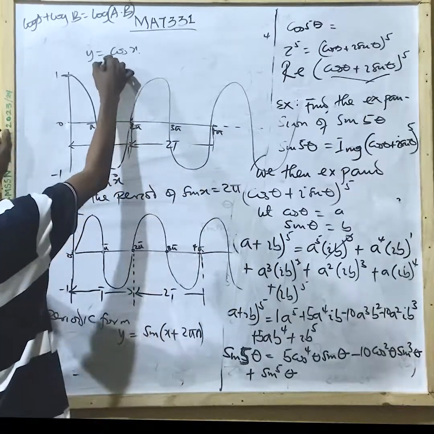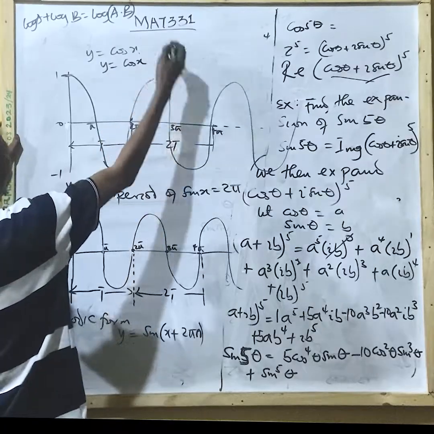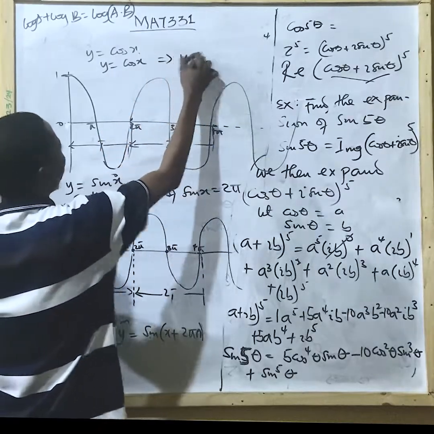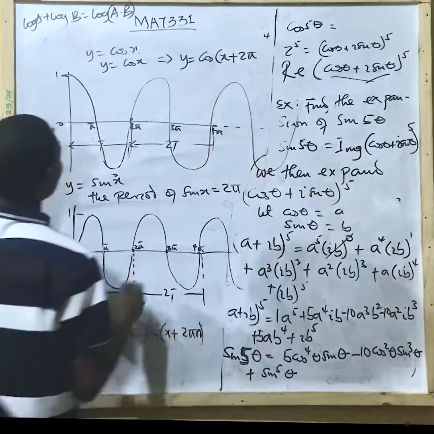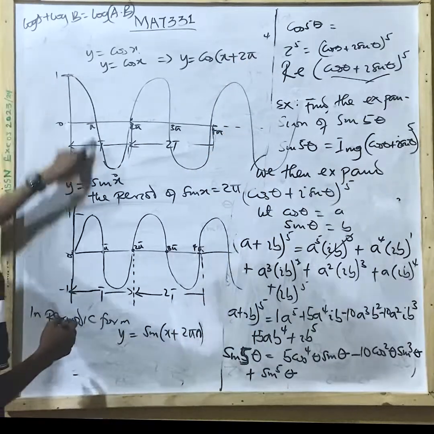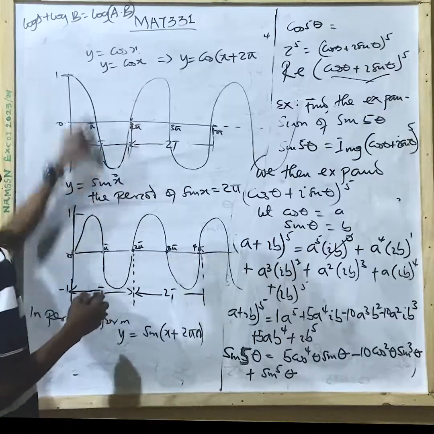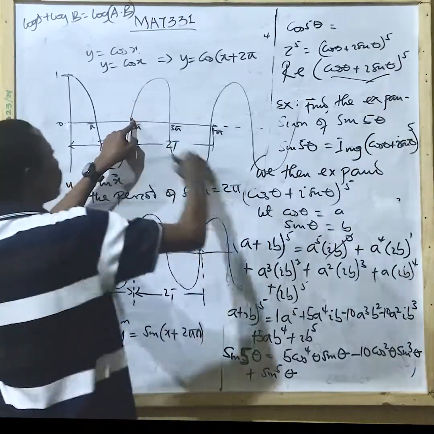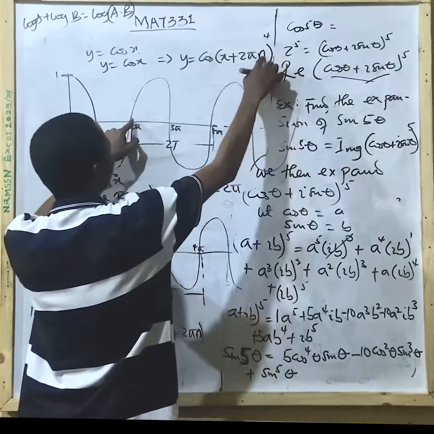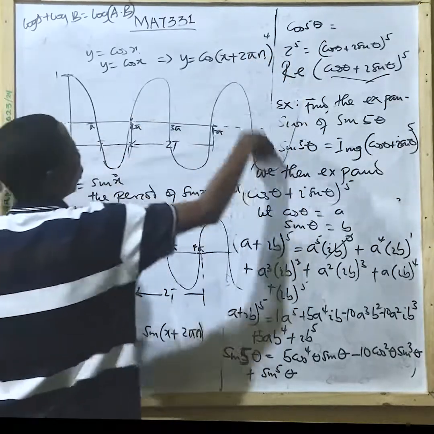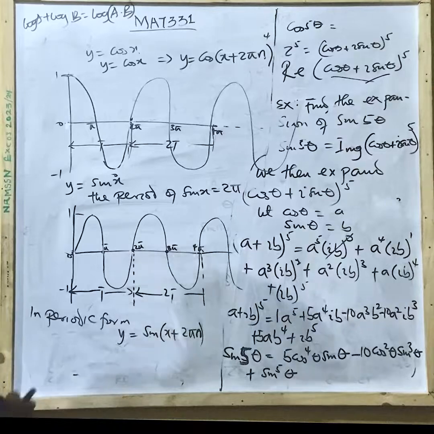So if I want to express y equals cos x in periodic form, it will be y equals cos of x plus 2 pi. That is if I'm expressing a complete oscillation like this from here to here. And we have many waves, so I'll just put 2n pi, where n represents the number of cycles.